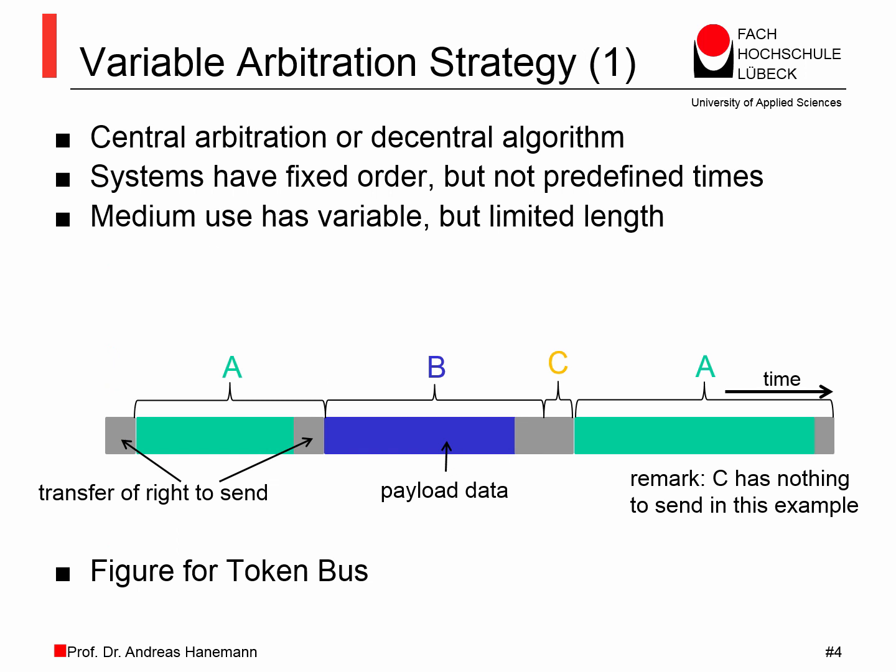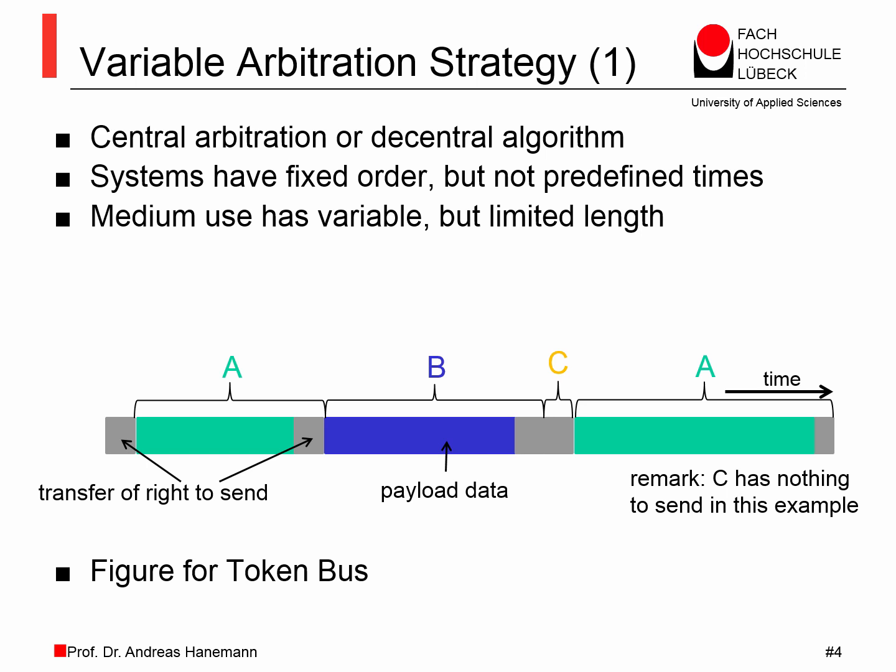For the variable arbitration strategy, 2 implementation options exist. One of them works in a way that there is a coordination unit. This coordination unit controls the whole network. You can call it the master and the others slaves. A slave is only allowed to send data if the master has granted it access to the medium.